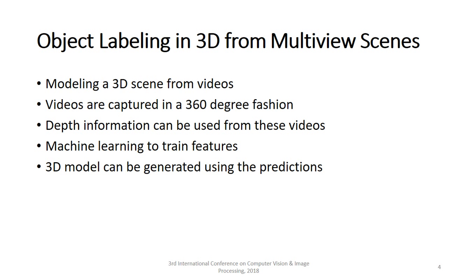So these videos are captured in a certain manner. They are captured from different angles, and we thought we can use the depth information along with these RGB frames, and then we can extract features from them, and we can train our machine learning model with these two features, and then finally we can score a 3D map so that we can label objects in them and create a 3D model of that specific scene.